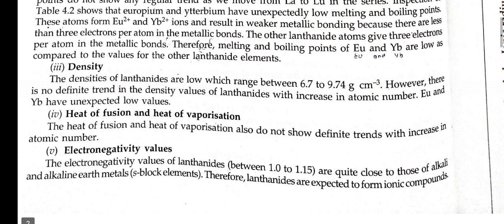Third is density. The densities of lanthanides are low, which range between 6.7 to 9.74 gram per centimeter cube. However, there is no definite trend in the density of lanthanides with increase in atomic number. Europium and terbium have unexpectedly low values. Fourth is heat of fusion and heat of vaporization. The heat of fusion and heat of vaporization also do not show a definite trend with increase in atomic number. Fifth is electronegativity value. The electronegativity values of lanthanides, between 1.0 to 1.115, are quite close to those of alkali and alkaline earth metals. Alkali and alkaline earth metals are s block elements. Therefore, lanthanides are expected to form ionic compounds.